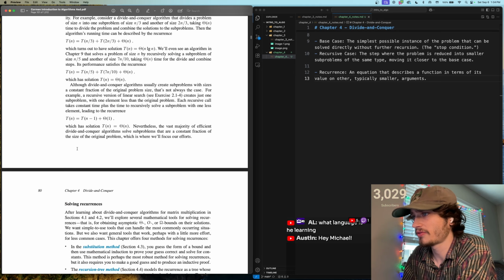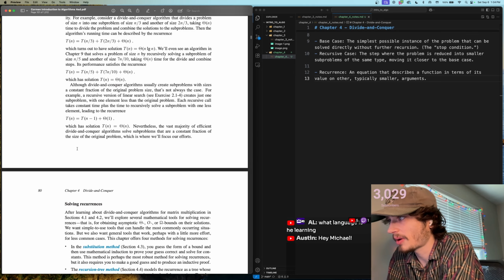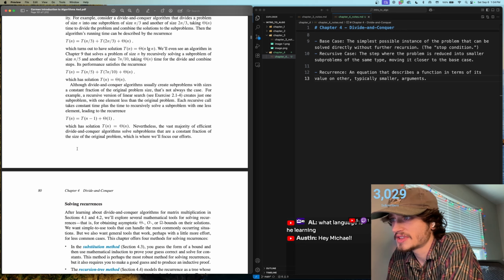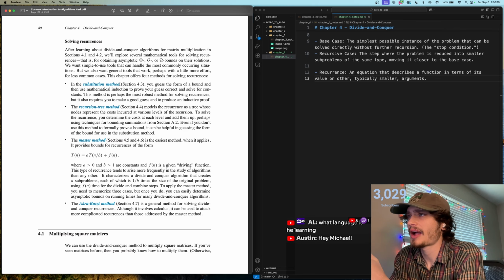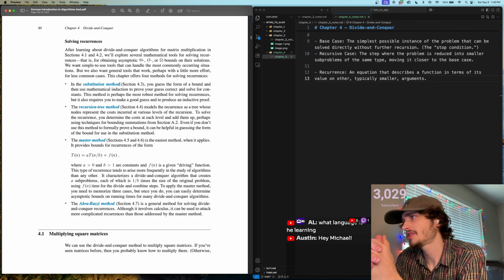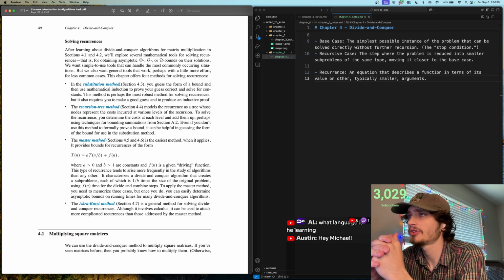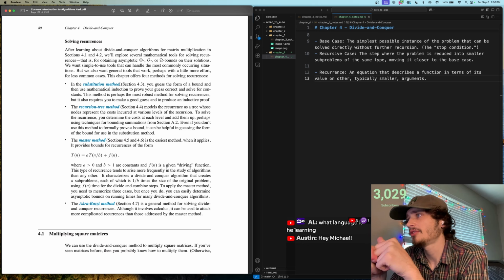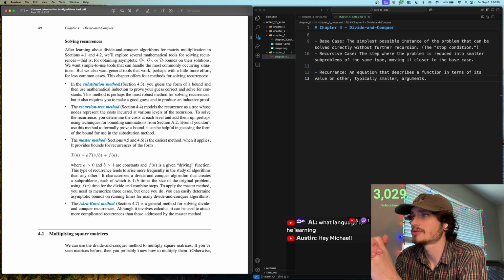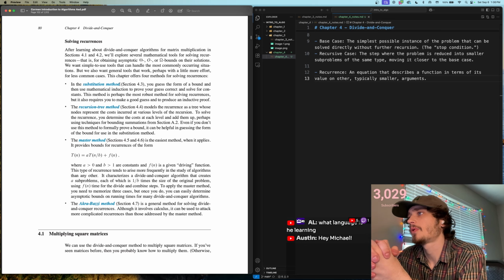Nevertheless, the vast majority of efficient divide and conquer algorithms solve subproblems that are a constant fraction of the size of the original problem, which is where we'll focus our efforts. Solving recurrences. After learning about divide and conquer algorithms for matrix multiplication in sections 4.1 and 4.2, we'll explore several mathematical tools for solving recurrences. That is, for obtaining asymptotic Θ, O, and Ω bounds on their solutions. We want simple to use tools that can handle the most commonly occurring situations, but we also want general tools that work, perhaps with a little more effort, for less common cases.